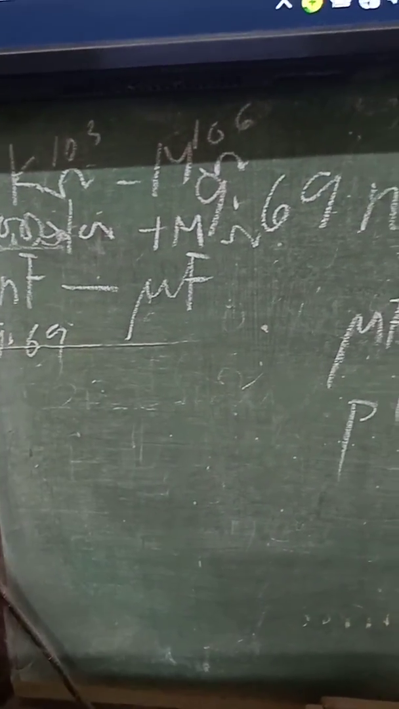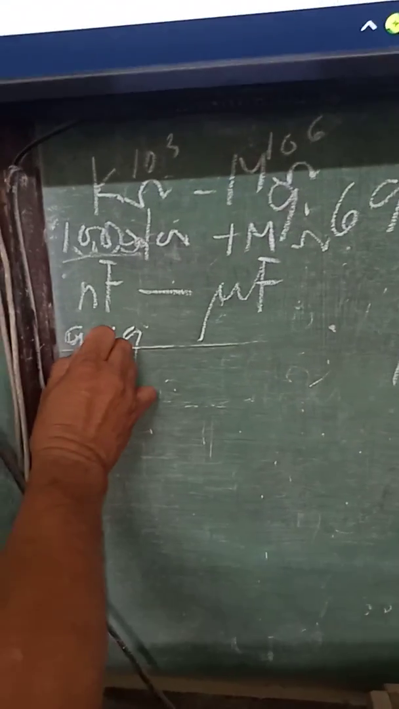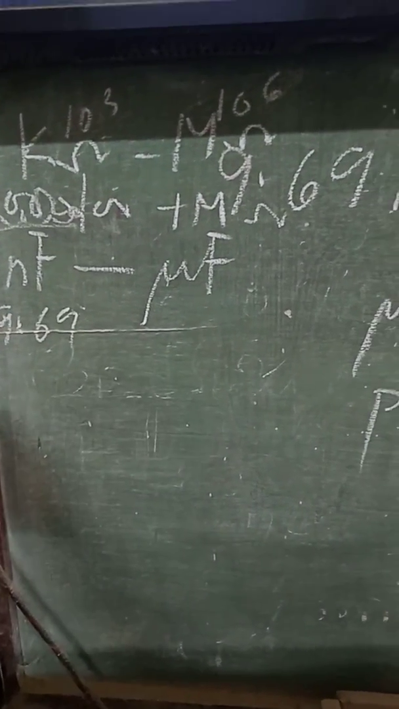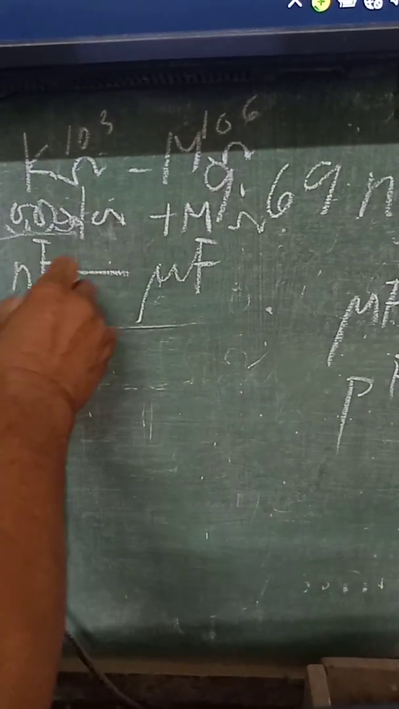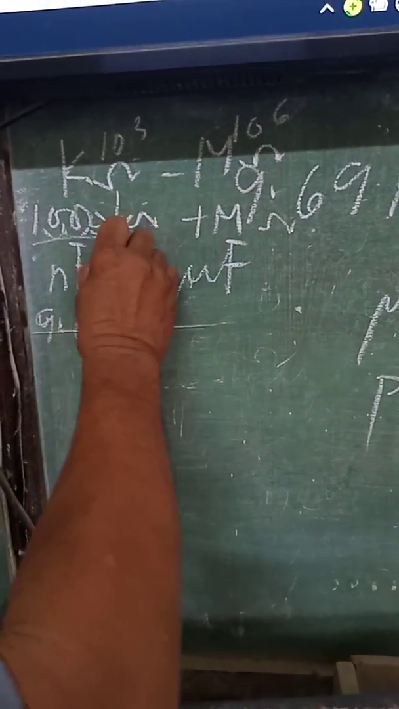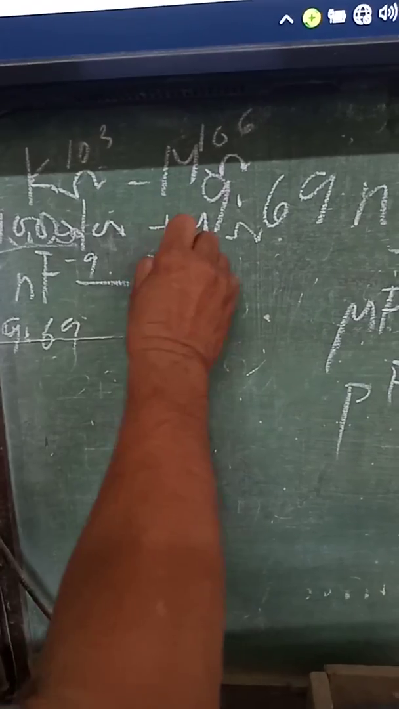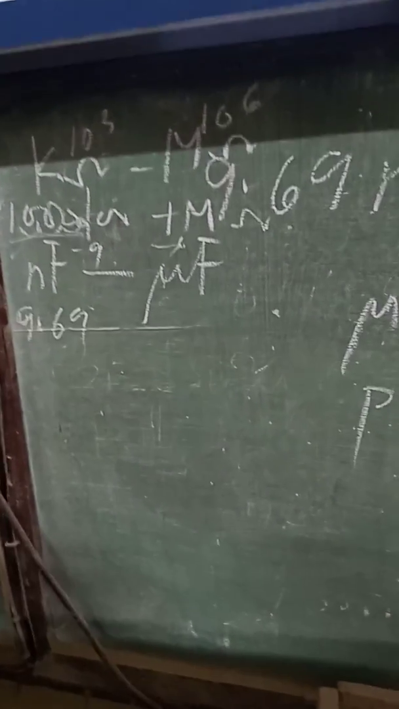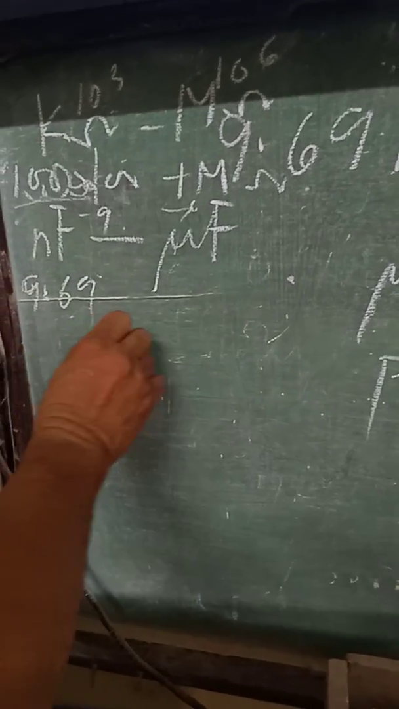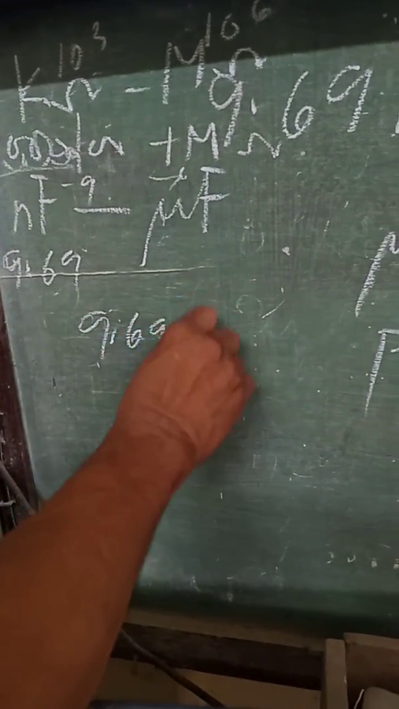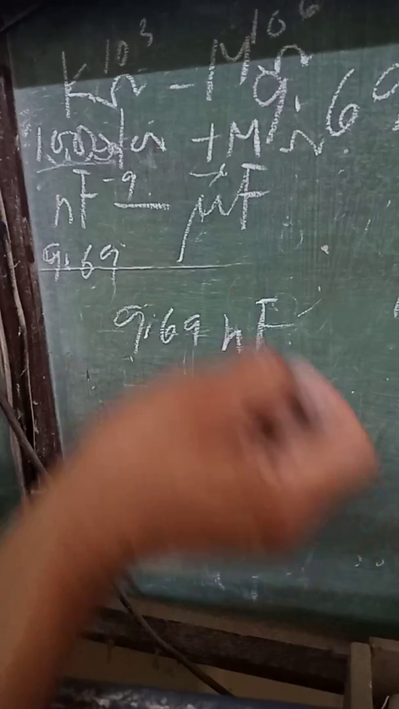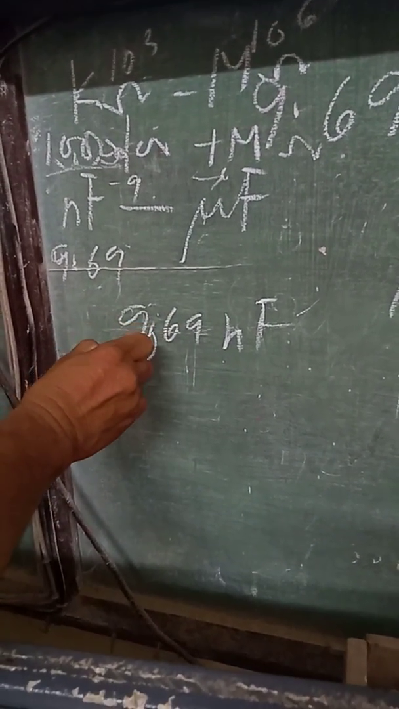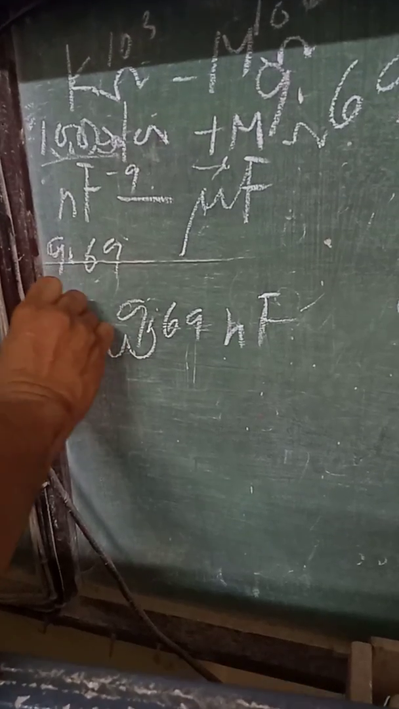9.69. So you move the decimal point to the left. The decimal point is over here. The difference between these two is nano is negative 9, micro is negative 6. That is the way we convert units. So therefore, 9.69 nanofarad, when it is converted into micro, goes like this. 3 places to the left.